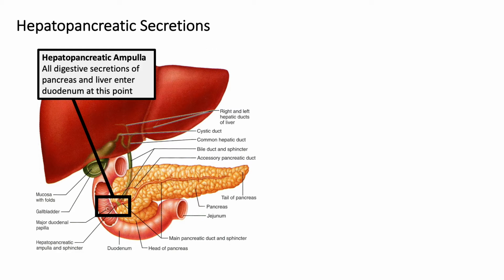Last thing I want to point out is this hepatopancreatic ampulla. So we break that down. Hepatic means related to the liver, and pancreatic, pancreas obviously, and then ampulla, and that's a small cavity. So what this point is, it's where the pancreatic duct joins the bile duct from the liver. So we see that secretions from both the pancreas and the liver pass through this ampulla before they enter the duodenum.